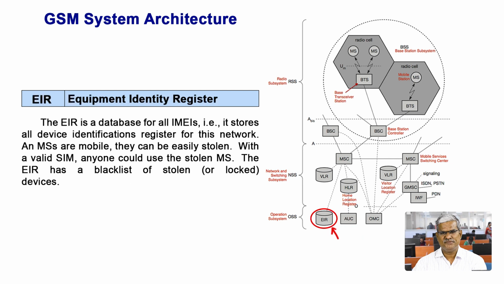The next one is Equipment Identity Register. The EIR is a database for all IMEIs. So IMEI is a 15-digit number. It is a unique number for all the mobile stations. It stores all device identification registered for this network. Mobile stations can be easily stolen. With a valid SIM, anyone could use the stolen mobile station. The EIR has a blacklist of stolen devices.